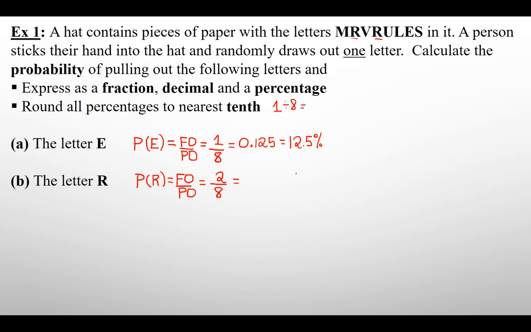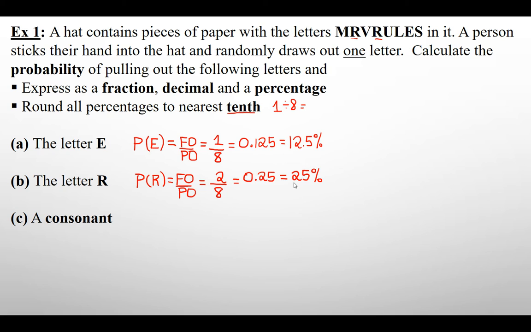If you plug 2 divided by 8 into your calculator, you would actually get 0.25, which is also a terminating decimal. And if you turn that into a percentage, it would be 25%. Now, I know the problem says round the percentages to the nearest tenth, so that would technically be 25.0%, but it's already a terminating decimal, so there's really no reason to add that 0.0 to the end. This is more of an issue if you have a repeating decimal number and you need to round it.